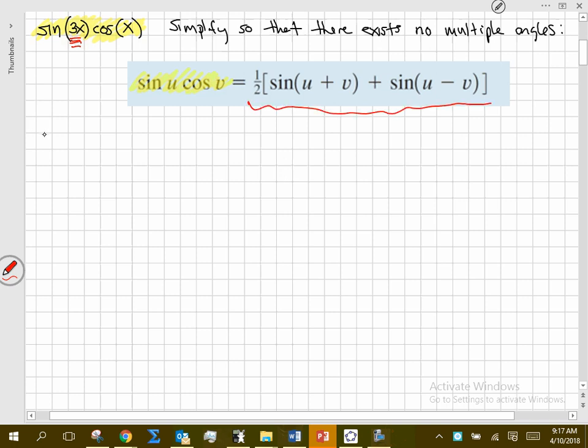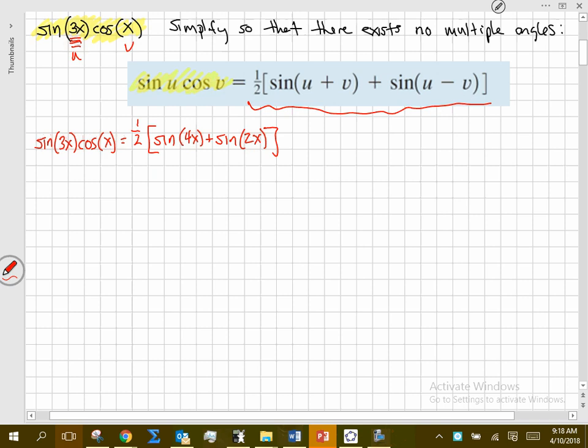Okay, so sine of 3x cosine x turns into 1/2. Now u and v are your 3x and your x. So 3x is u, x is v. When I add those, I'm going to get 4x, plus then when I subtract them, I get 2x.